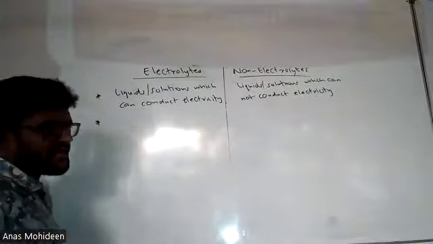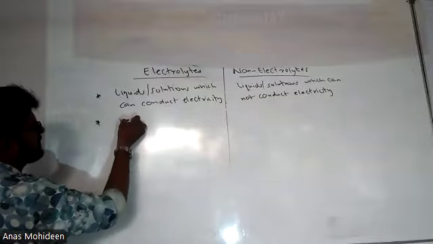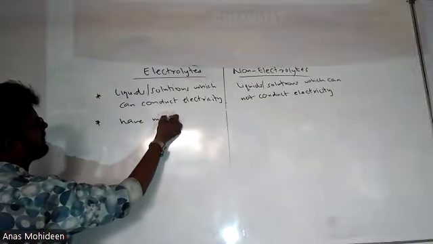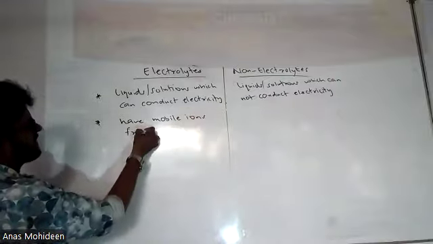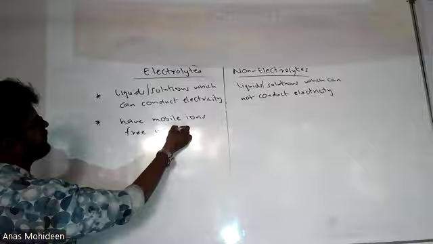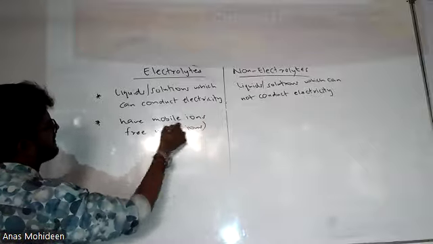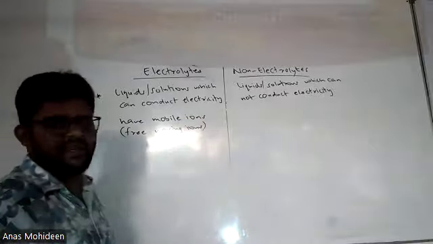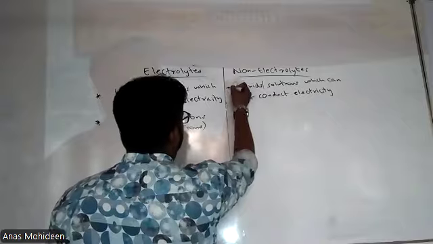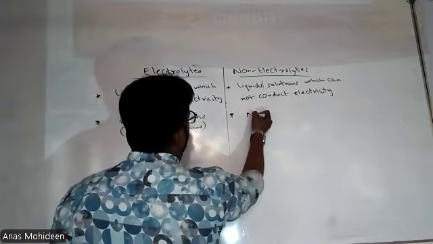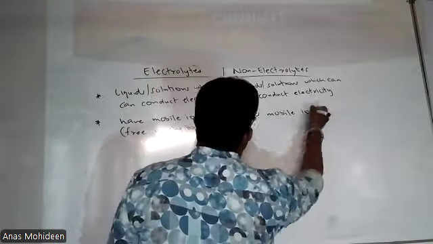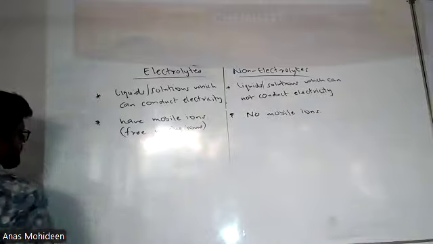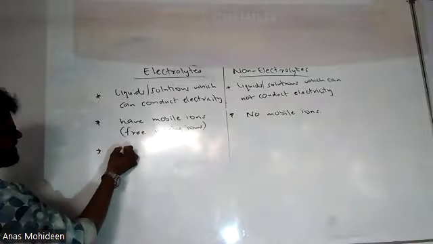And why can they conduct electricity? They have mobile ions. That means free moving ions. They have freely moving ions. But here, no mobile ions, so they can't conduct electricity. No mobile ions.